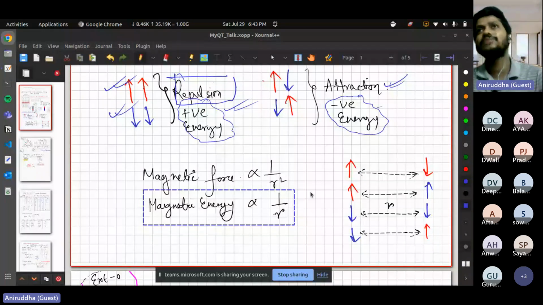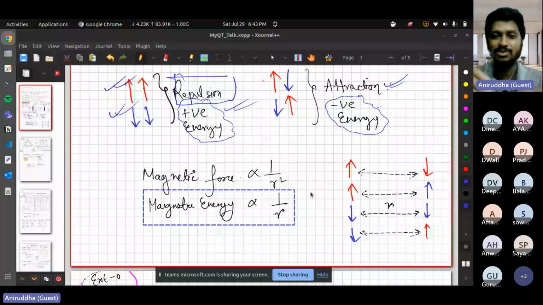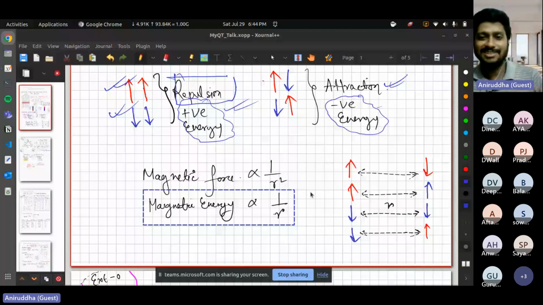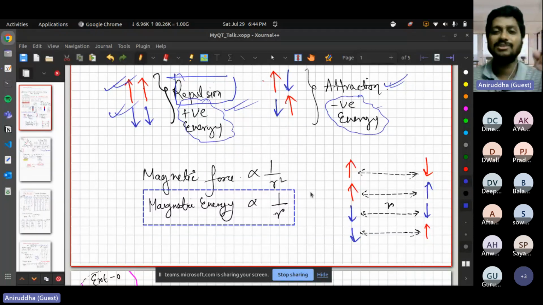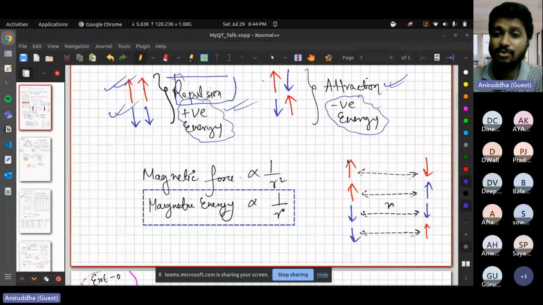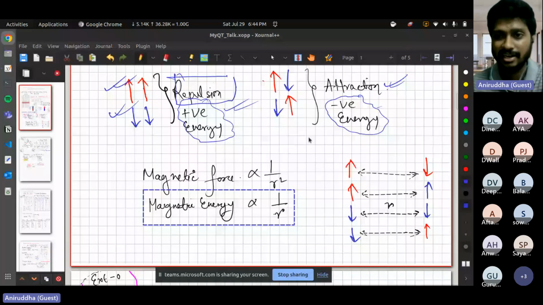The force of that attraction varies with the inverse square of the distance between these two. So if there are two spins or two qubits, if they are up, you can think of them as up magnets, and if both are down, as down magnets, and in this scenario one is up and one is down. What I just told you is that if the force is repulsive in nature, the energy is positive, and if the force is attractive in nature, the energy is negative, right?